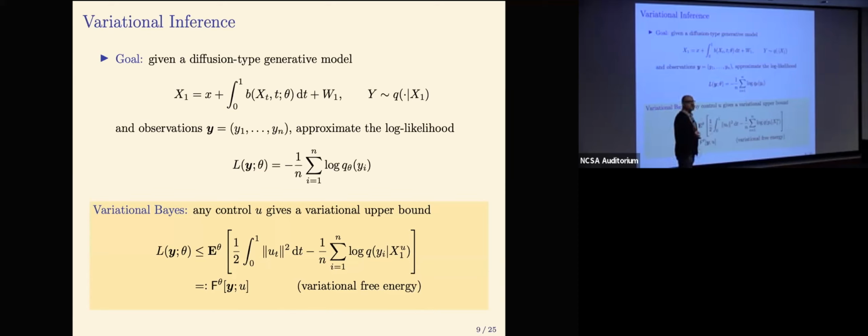It turns out that you can basically express this log likelihood as a minimum free energy. This is basically variational Bayes, but reinterpreted in the context of diffusions, right? So the point is that any control U actually gives you a variational upper bound. So if you can come up with some parameterized class of controls for which you can easily compute or approximate these expectations, then you get a variational bound, and then you can, in principle, parameterize these controls by some other parameter, right?